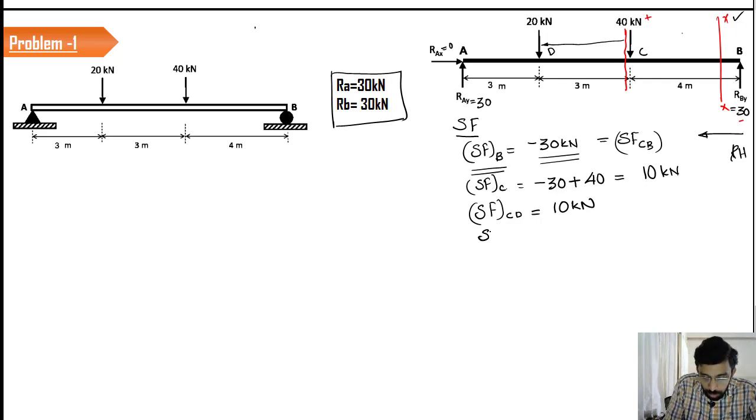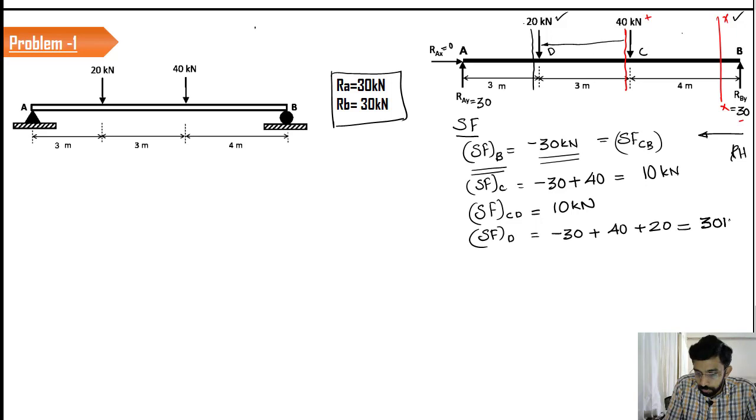Now we will consider the shear force at D. If you consider the shear force at D, this 20 kilonewton is also going to contribute. So right now we have a section plane just in front of your 20. So we have a minus 30 here. On the right hand side you have a plus 40. Again you have a plus 20 here. So the total value is going to be how much? 30. Okay, so that 30 is available here.